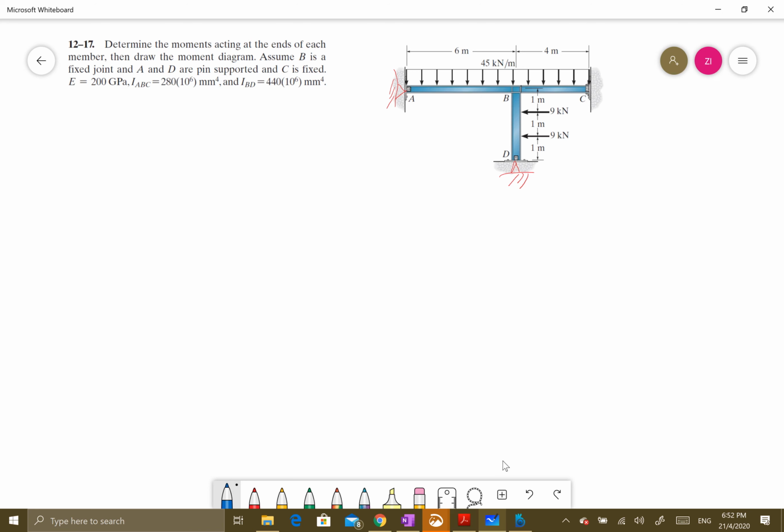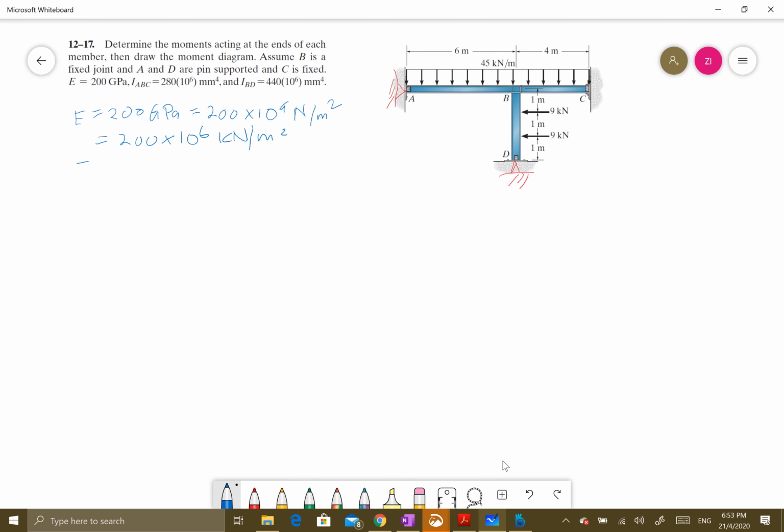Alright, before we solve it, I want to convert the E and I units first. Okay, so let's do this. So E equals to 200 gigapascal, which is 10 power of 9. So equals to 200 times 10 power of 9 Newton per meter square. Pascal is Newton per meter square. Right? And I want to convert this to kilonewton. So it becomes 200 times 10 power of 6 kilonewton per meter square.